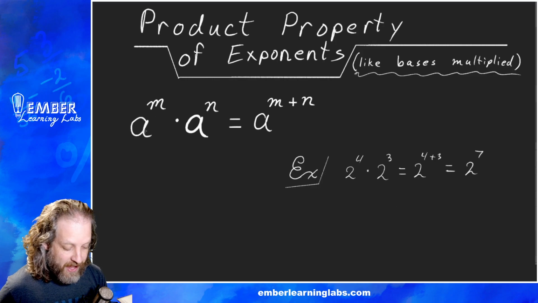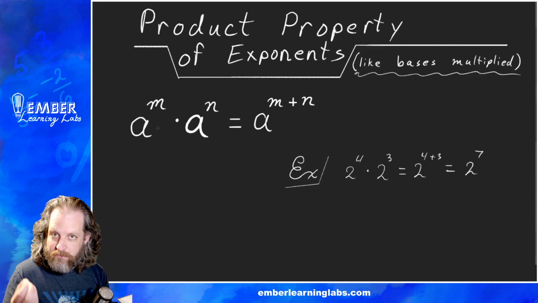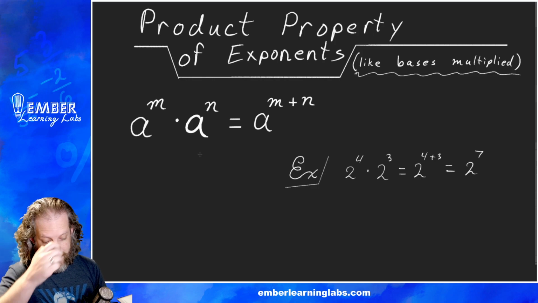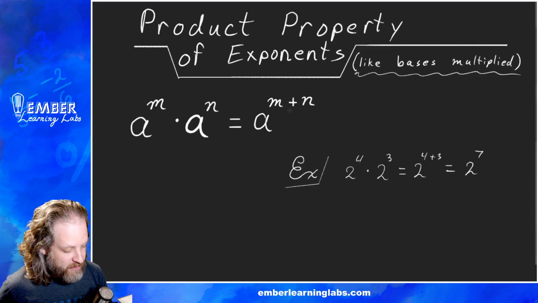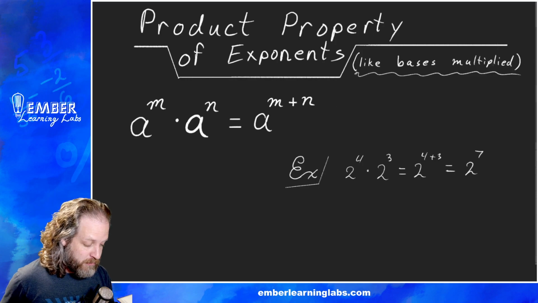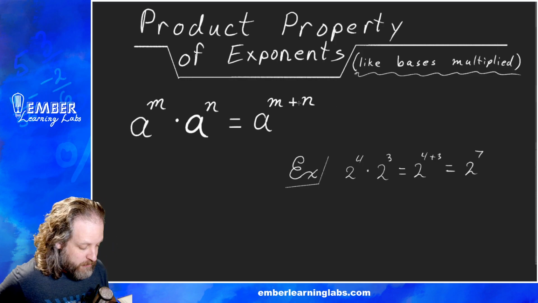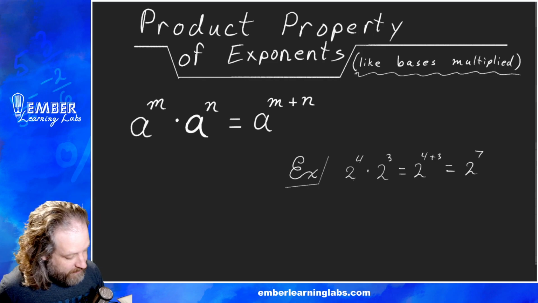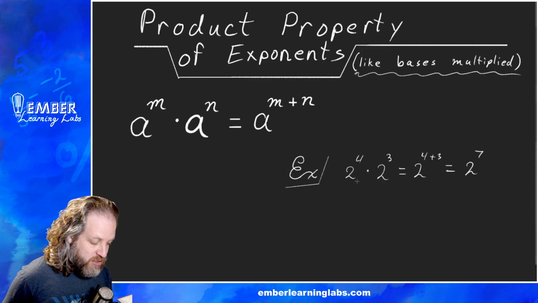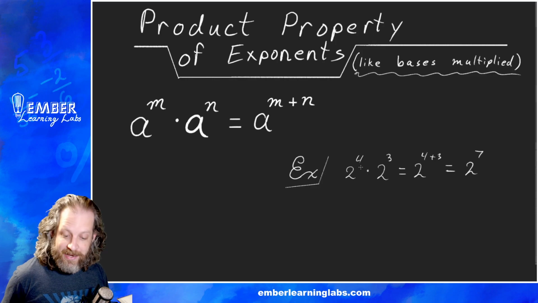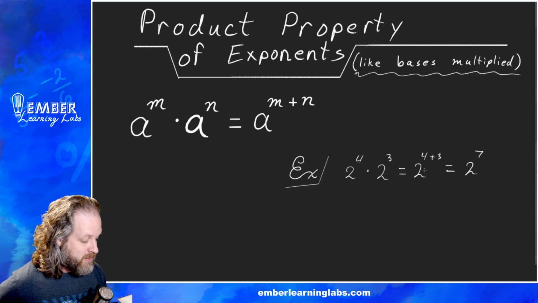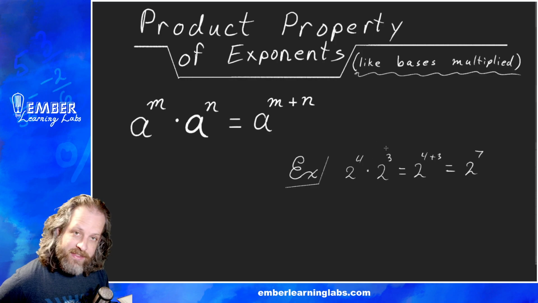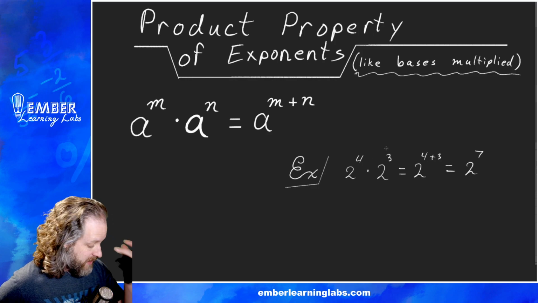So if we have a to the m, some base to some exponent, times the same base to a different exponent, what we do is we add those exponents. So we have like bases multiplied, we add the exponents. So kind of like this little example here. We've got like bases. They both have 2 down in that base, right? 2 to the 4th times 2 cubed is the same as 2 to the 4 plus 3. So we added these two exponents, which would be 2 to the 7th.